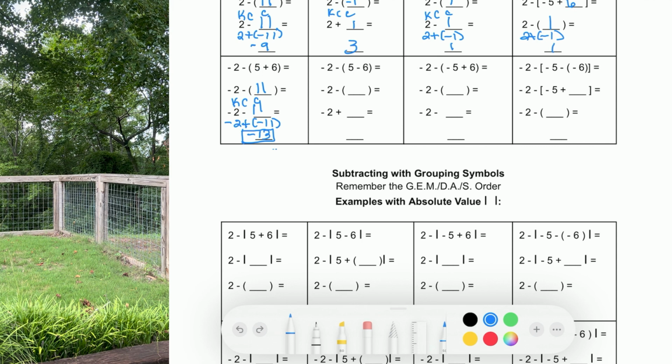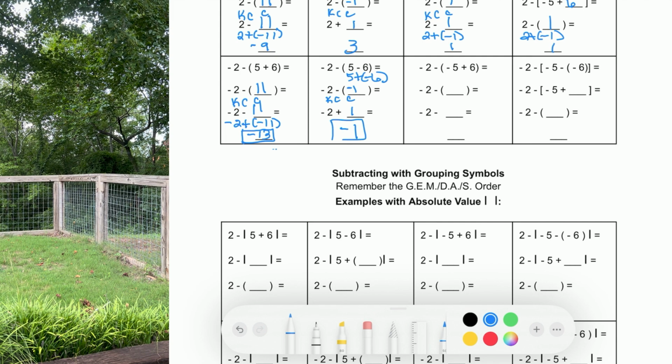All right, so this one is going to be 5 plus a negative 6. The difference between that is a 1. The 6 is greater, so it's going to be a negative 1. I'm going to do keep, change again. So negative 2 plus a positive 1. Negative 2 plus 1. Two different signs, so I need to take the difference, which is 1. The 2 is greater, so my 1 is going to be negative.